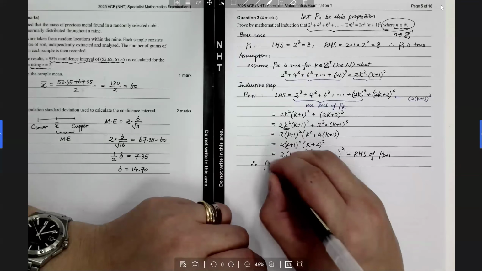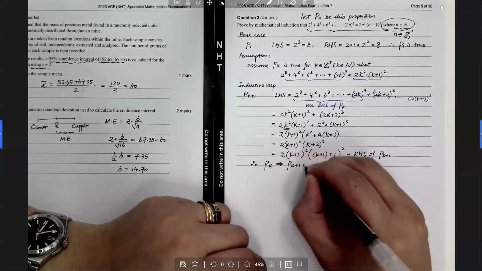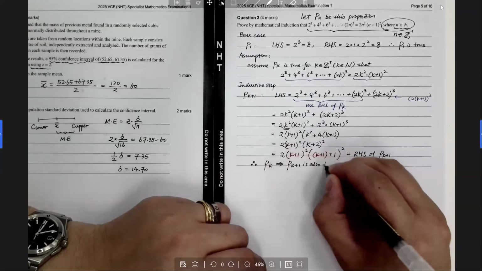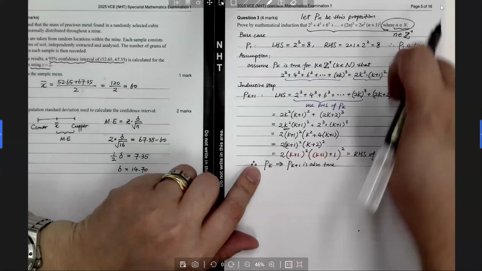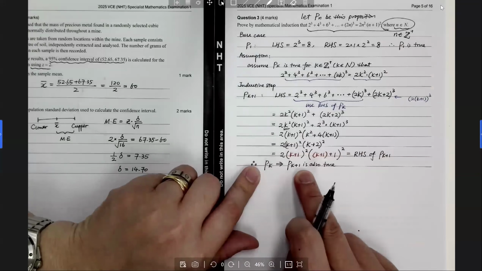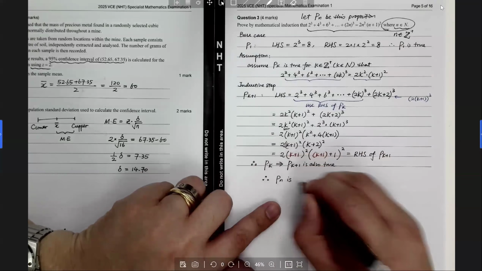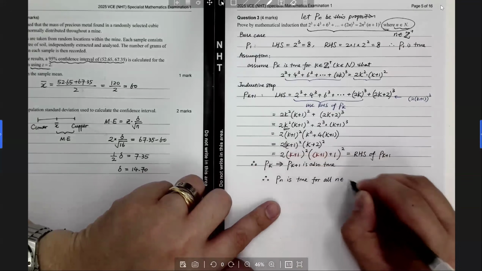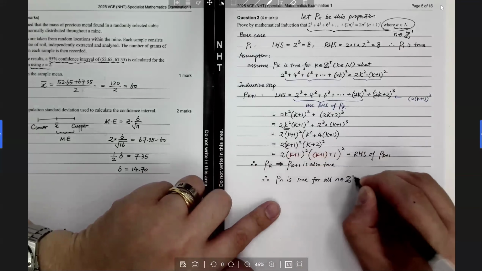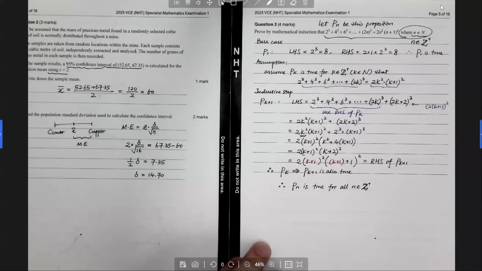Therefore, Pk is true, implying Pk plus 1 is also true. By the principle of mathematical induction, if your initial case or base case is true, and the inductive step is completed, hence, Pn is true for all n belongs to Z plus. Okay, so that is the way I would answer question 3. Okay, let's move on.